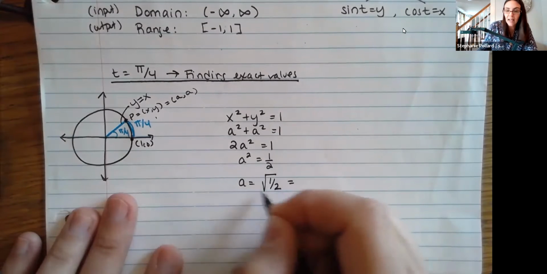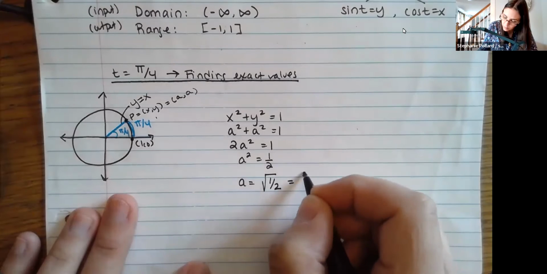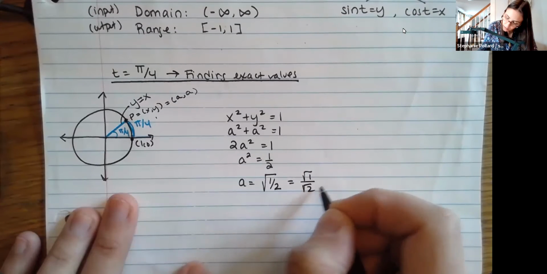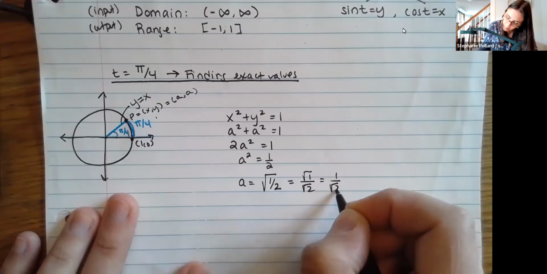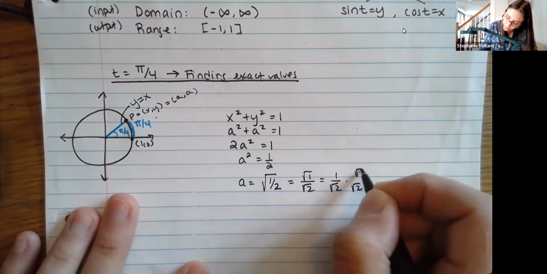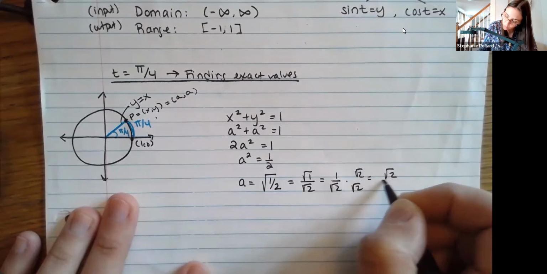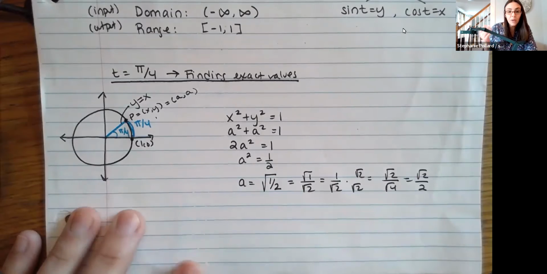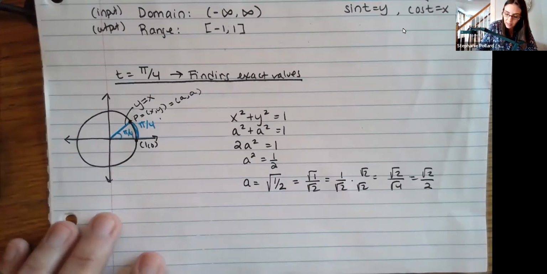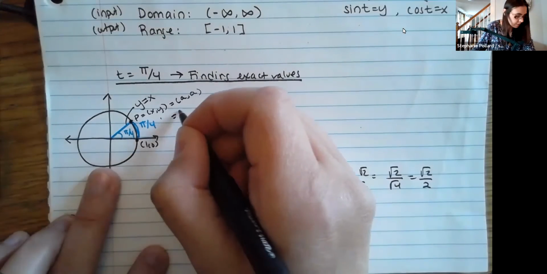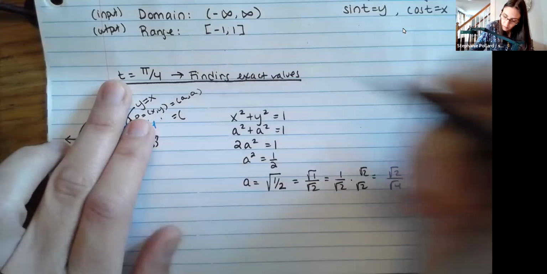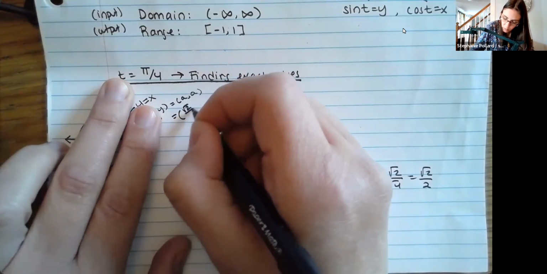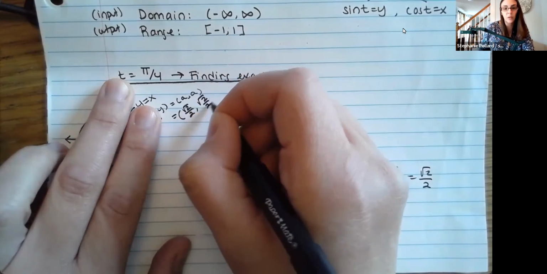I don't really like to have the root in this form. I'm going to clean it up a little bit. Square root of 1 over square root of 2 is 1 over root 2. And I'm going to rationalize that denominator. So root 2 over root 4, which is root 2 over 2. So we actually get that the point here is square root of 2 over 2, comma square root of 2 over 2.